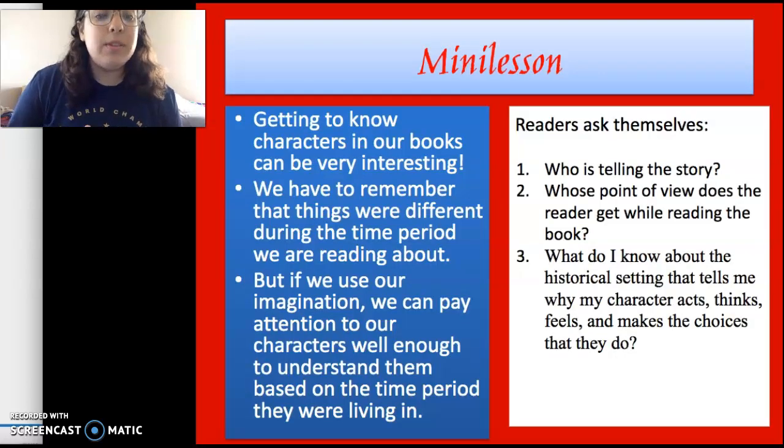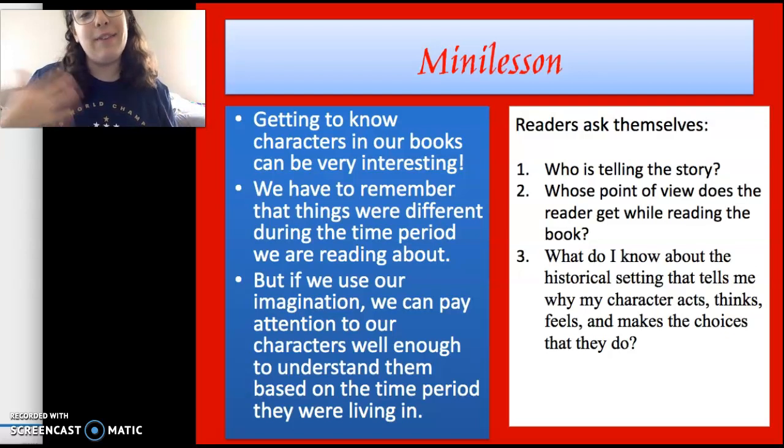Just like learning about a new person, it's exciting to learn about a new character, and you really get to know who they are. As the reading nerd I am, they kind of feel like a friend for a while. Especially when reading historical fiction, we have to remember that this is not taking place right now. This is taking place in a whole different time period.